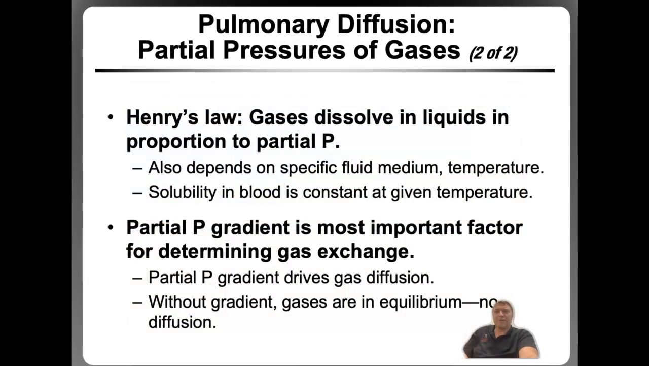So we will go into altitude stuff another day. All right, another law that you need to know is Henry's Law. Gas dissolves in liquids in proportion to its partial pressure. It also depends on the fluid medium and the temperature, whether it's colder or warmer. The solubility in the blood is going to be consistent at a given temperature. So the partial pressure gradient is the most important factor for determining gas exchange. That's why it's harder to breathe when you're climbing a mountain.